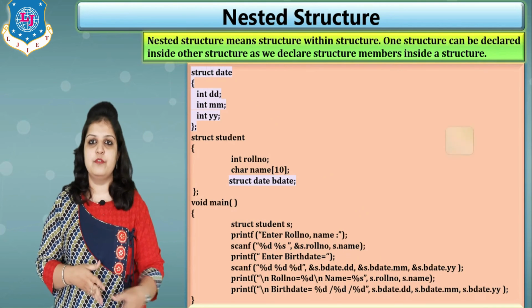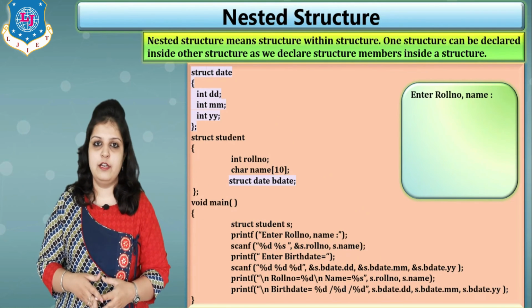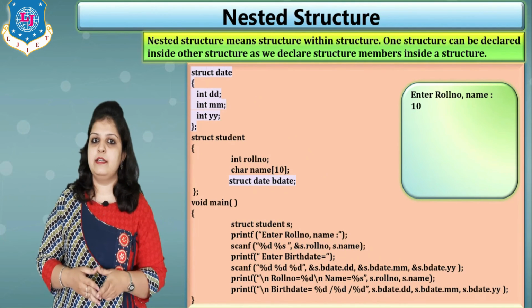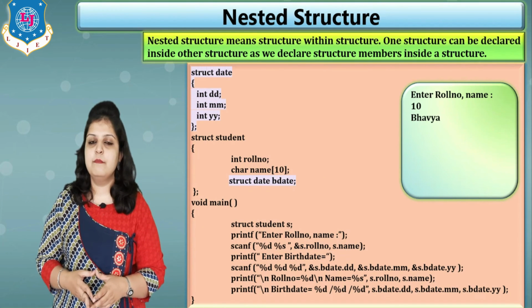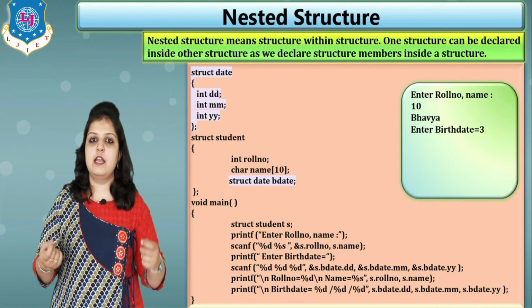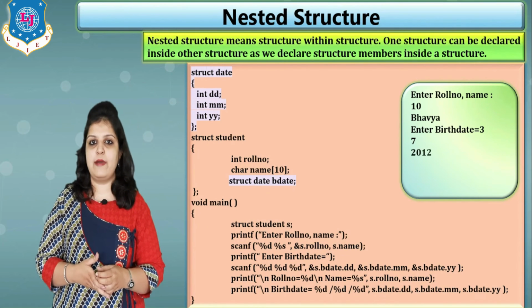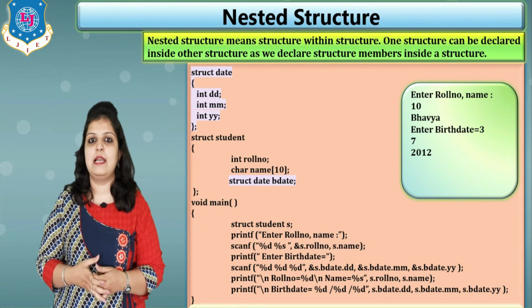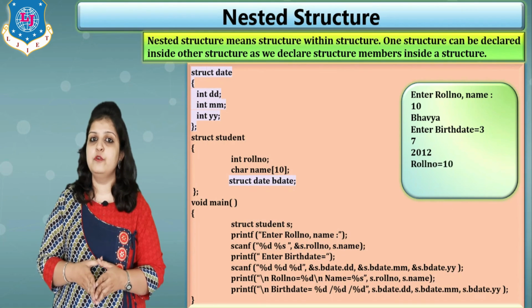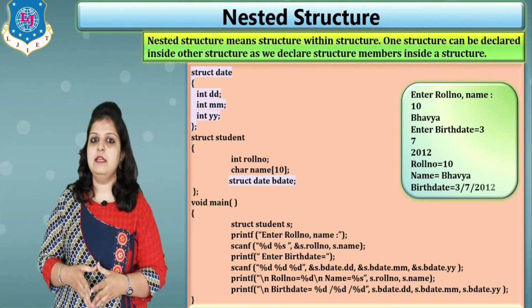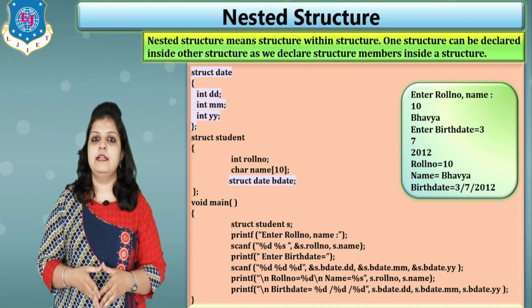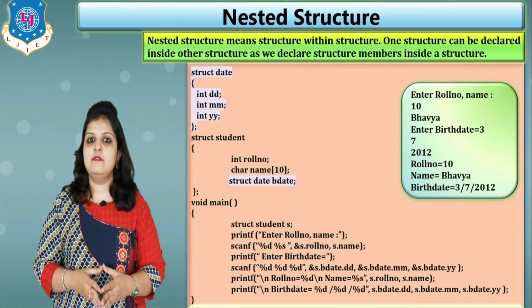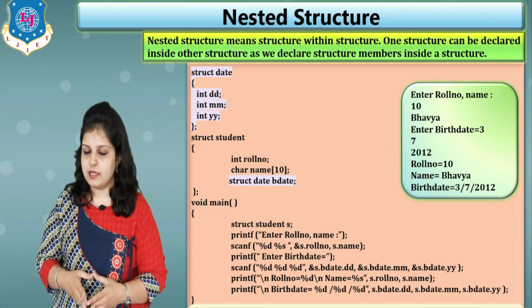So what will be the output? Let's see. First of all it asks to enter roll number, so I am entering 10. Then the name, so I am entering Bhavya, and then the birth date. First I enter 3, then 7, and then 2012. So 3 is considered the date, 7 the month, and 2012 our year. So our output is roll number is equal to 10, name is equal to Bhavya, and birth date 3/7/2012. So in this way we can use the nested structure concept.